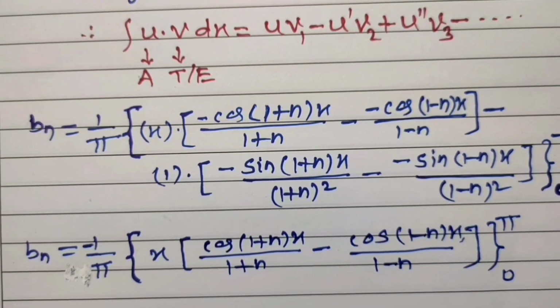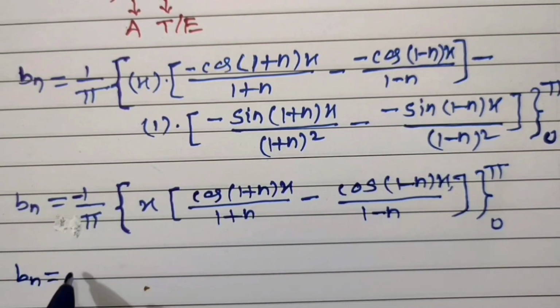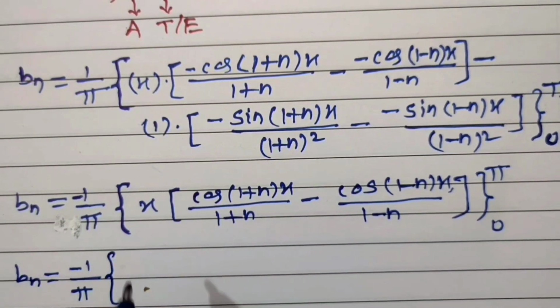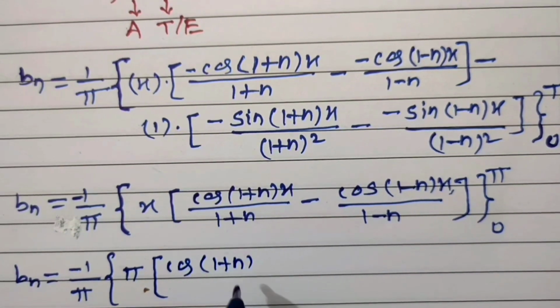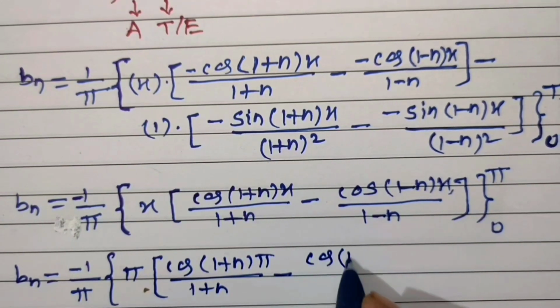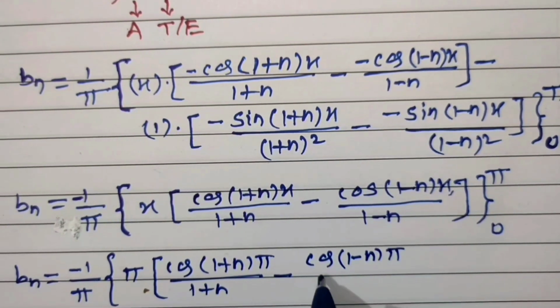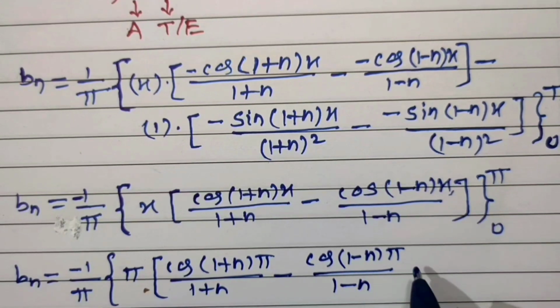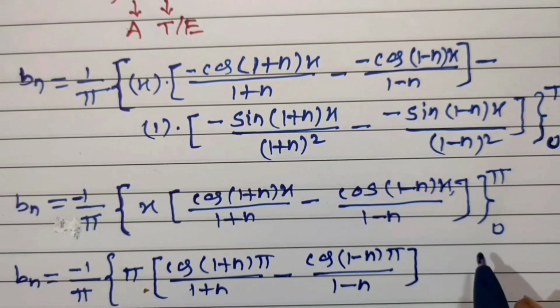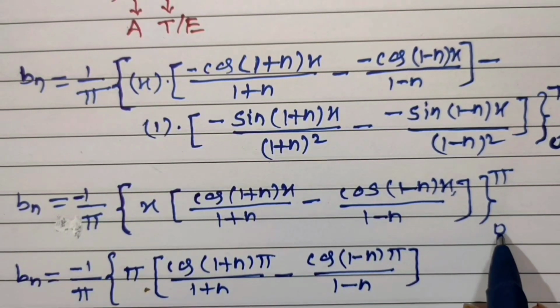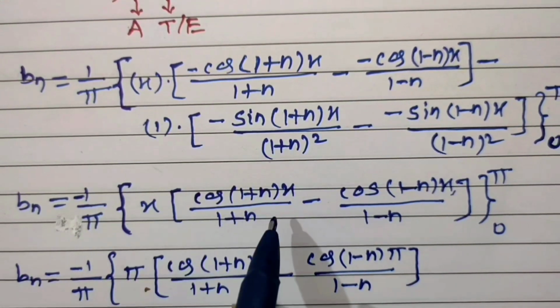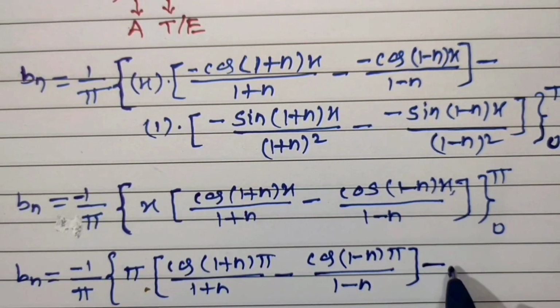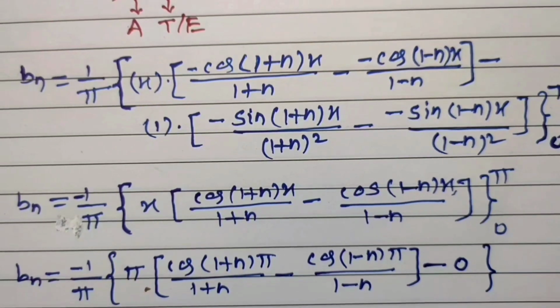Now first substitute upper limit and then substitute lower limit. Hence Bn is equal to minus 1 upon pi, x is replaced by pi, cos of (1 plus n) times pi divided by 1 plus n minus cos of (1 minus n) times pi divided by 1 minus n. And now substitute lower limit. If we substitute lower limit x is equal to 0 here, 0 into something, that becomes 0. So minus 0. Again simplify this.